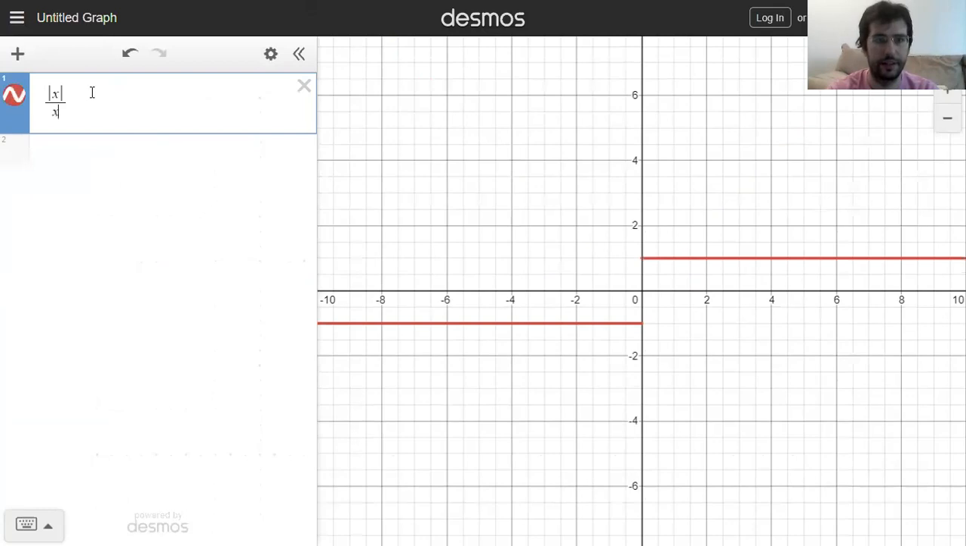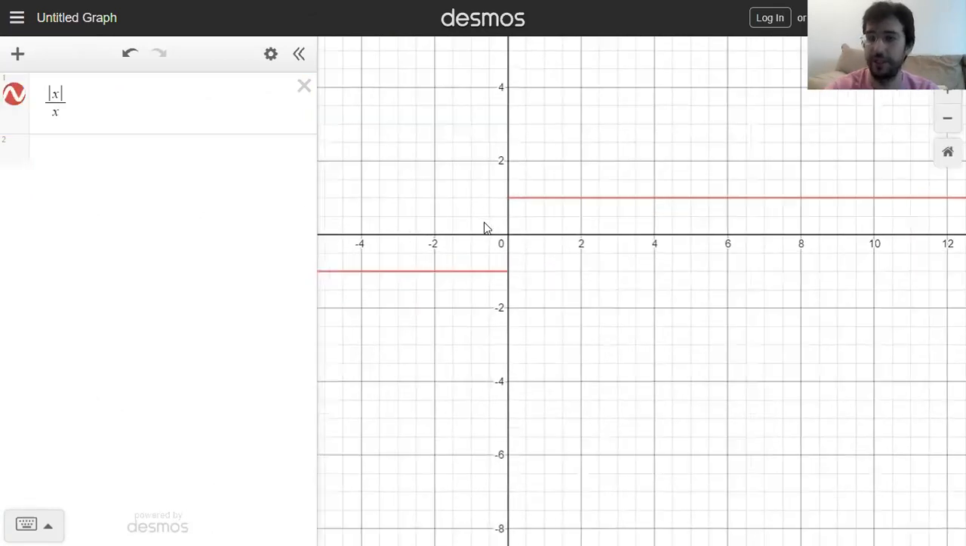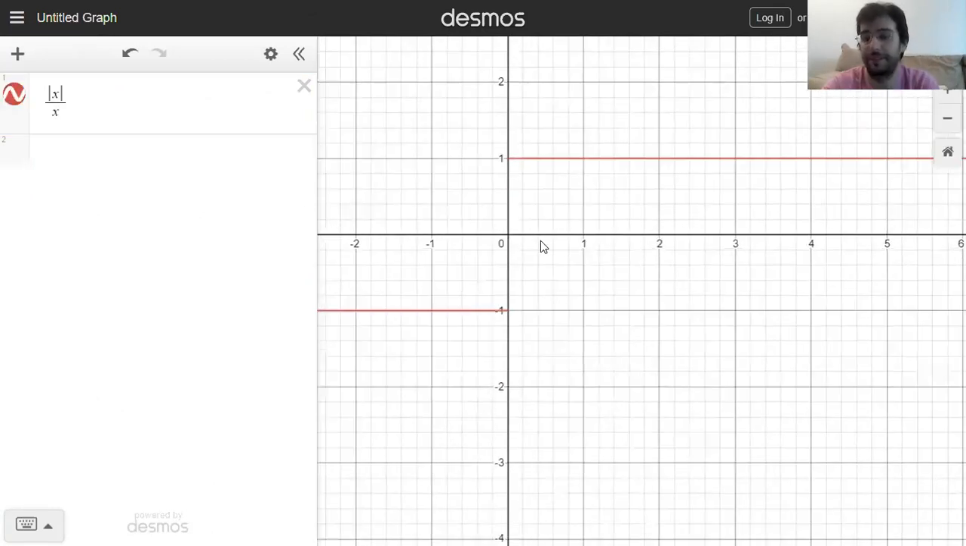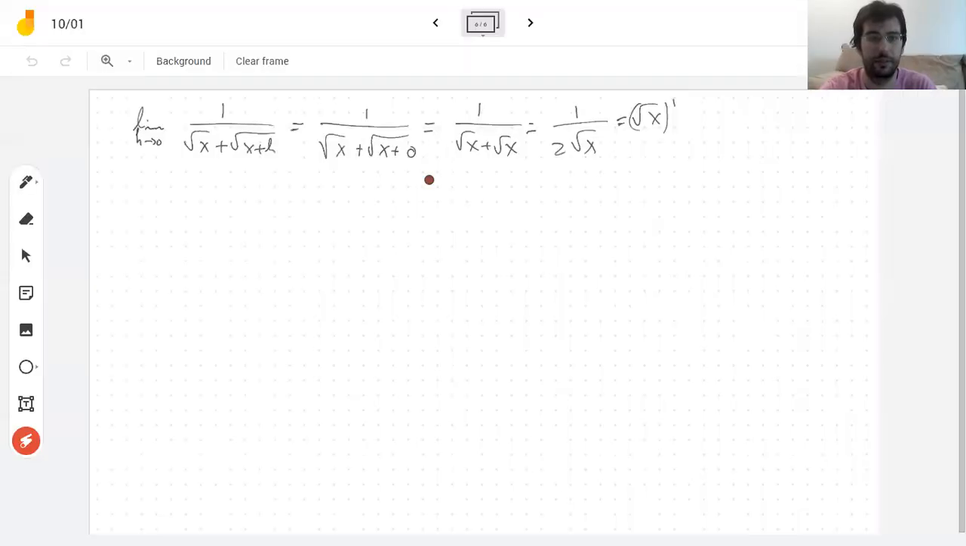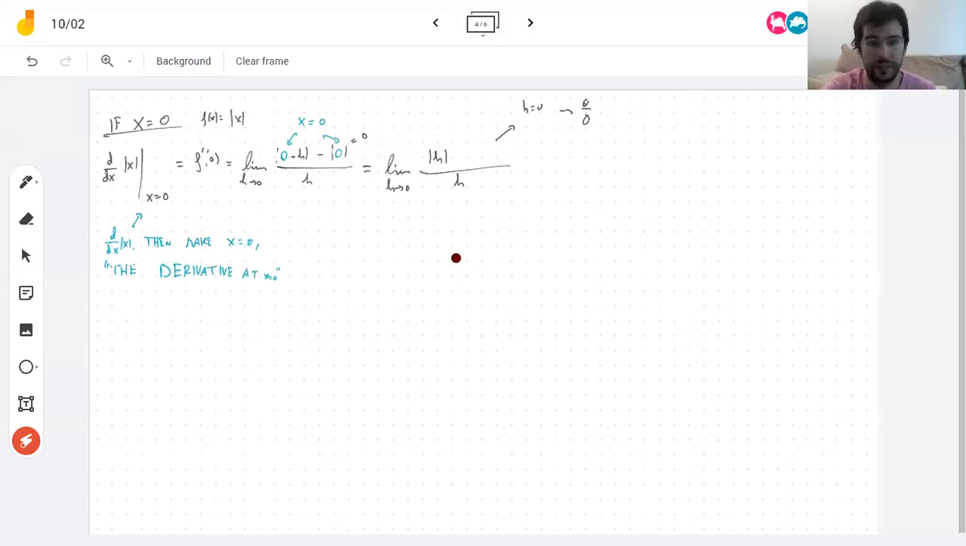This is the only idea I have. So this is the function we're trying to take the limit of. And if you look at the graph, it's just one on the right and negative one on the left. It clearly looks like it has no limit at zero. But the way to show this is to show that from the right it's just 1 and from the left it's just -1. And then we're going to have limits that don't agree. So let's go do that.